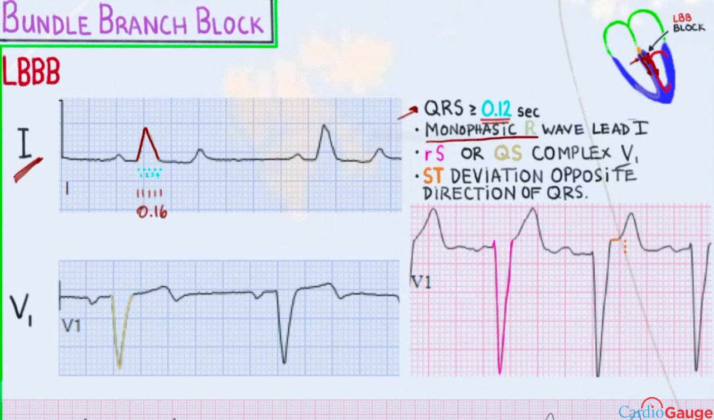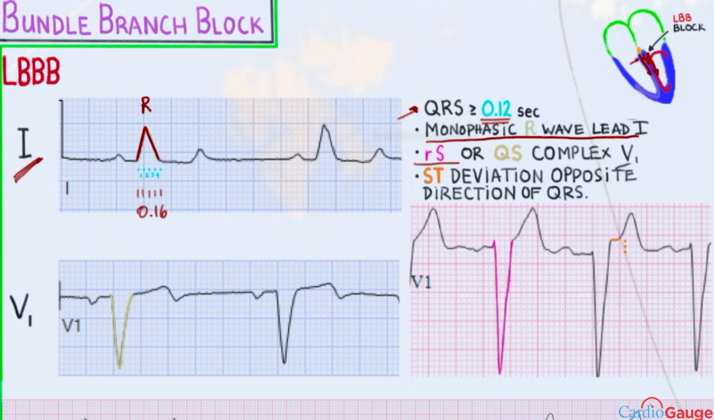There's a monophasic R wave in lead 1. So that just monophasic means the QRS only goes in one direction. This would be a biphasic QRS, but it's just monophasic, only goes up and then down.